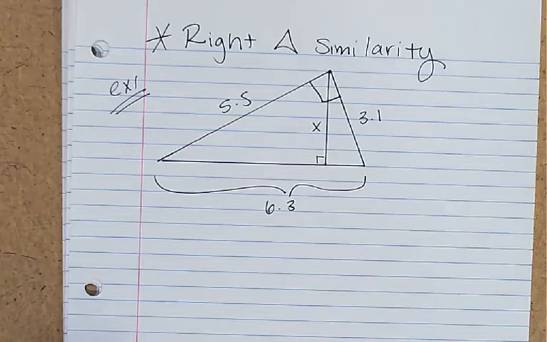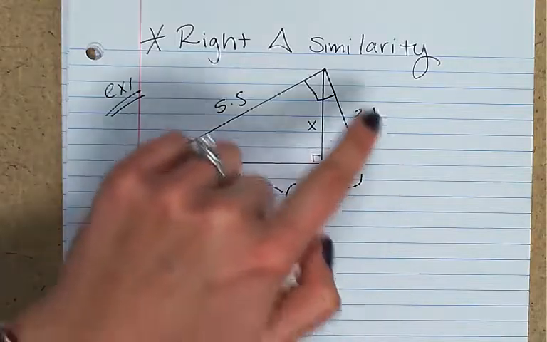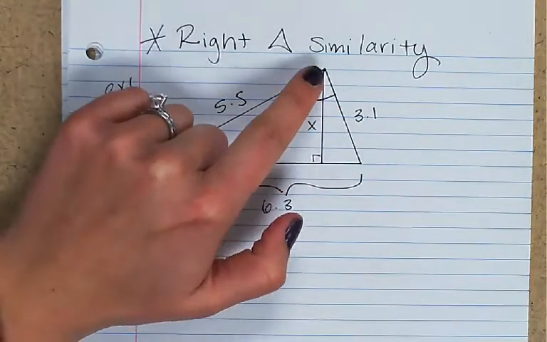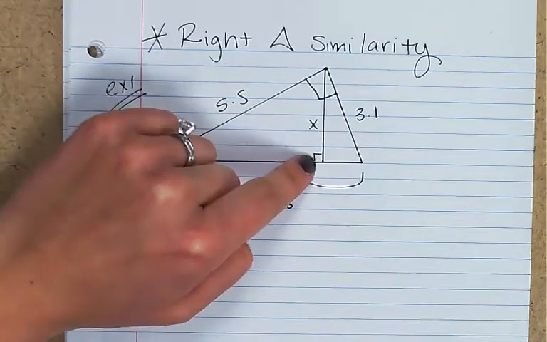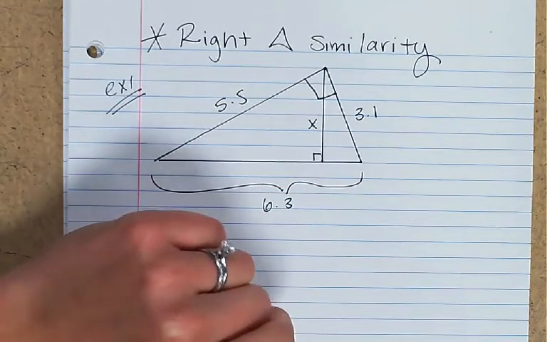This video is related to the Edgenuity lesson, right triangle similarity. What they talk about in this lesson is how if you have a giant right triangle and you draw an altitude connecting the right angle to the opposite side, that just means you draw a line that makes another right angle to the opposite side, you end up with three similar triangles.